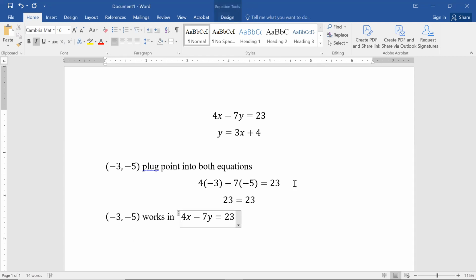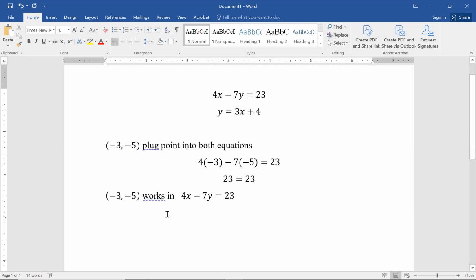So it works in that equation, meaning it's a solution to that equation. Now, working in one equation is not enough to be a solution to the system. So we'd also want to check the other equation. So let's take that other equation.